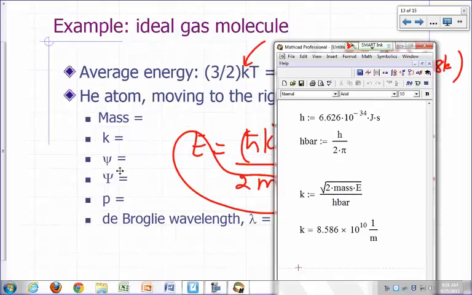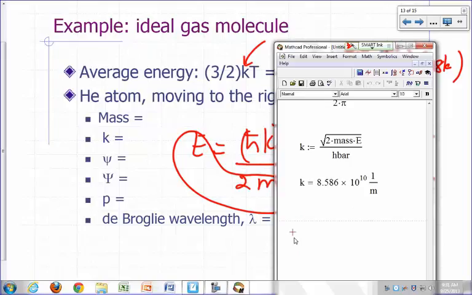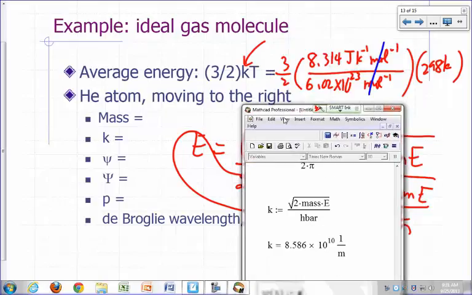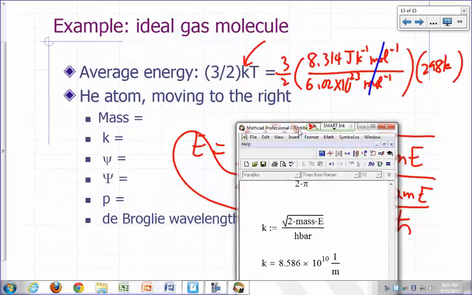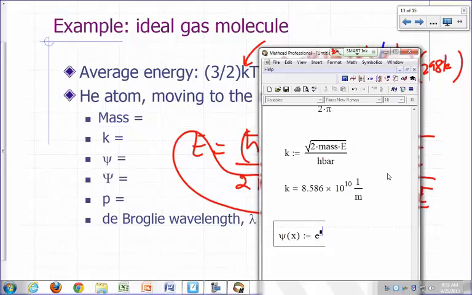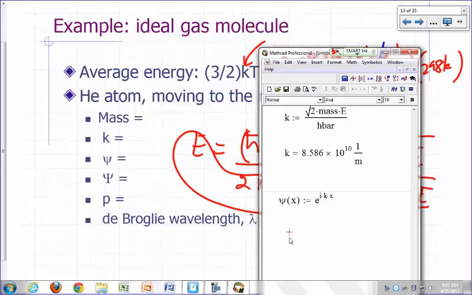So what is our psi? Psi of x equals, okay, our helium atom is moving to the right. So it's just e to the i times k times x. And your momentum is how much? It's just h bar times k, right? So momentum is 9.054 times 10 to the negative 24 kilogram meters per second.